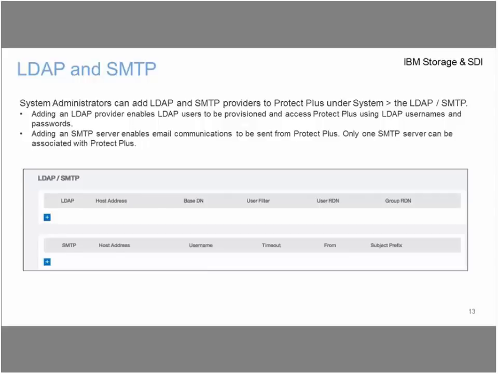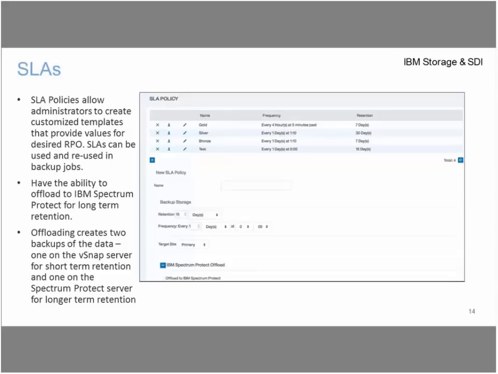SLAs, I mentioned this earlier, but SLAs are referred to within Spectrum Protect Plus, can also be referred to as policies. This is your service level agreements, right? This is how you translate the RPO and RTO requirements that the business has for the virtual environment protection and recovery into the actual tasks that are going to be performed by the Spectrum Protect Plus server, right?